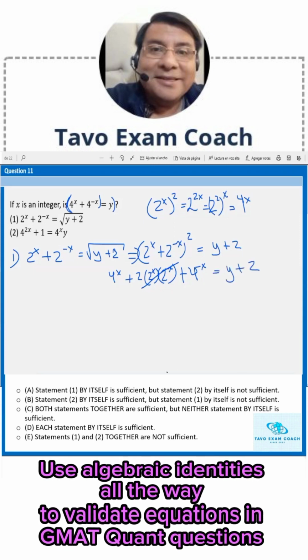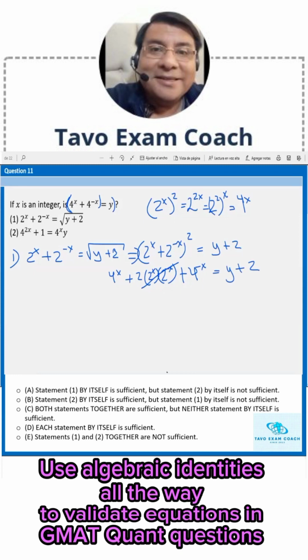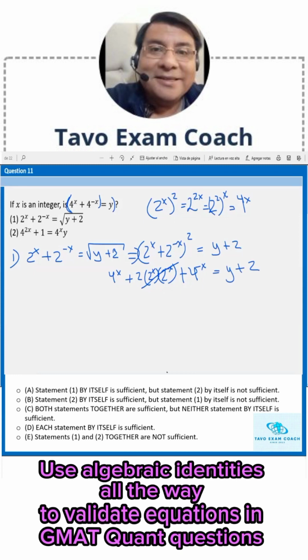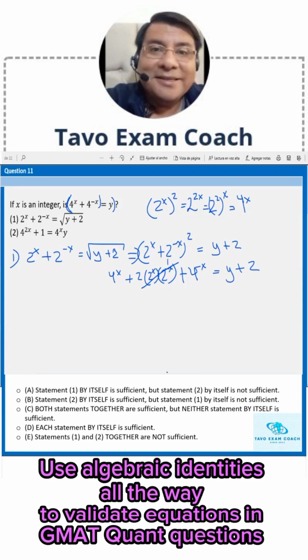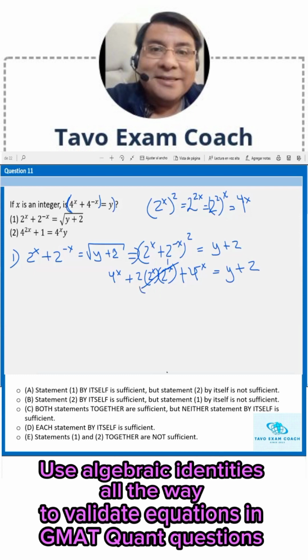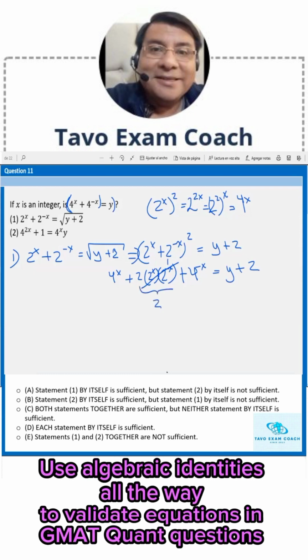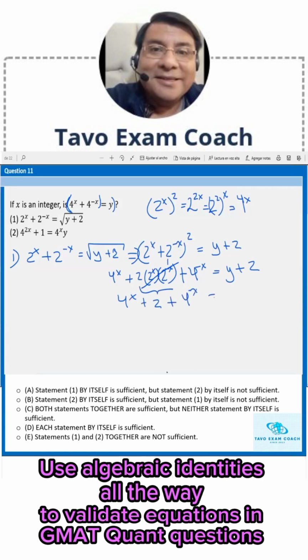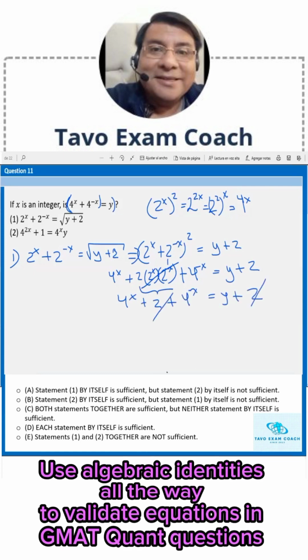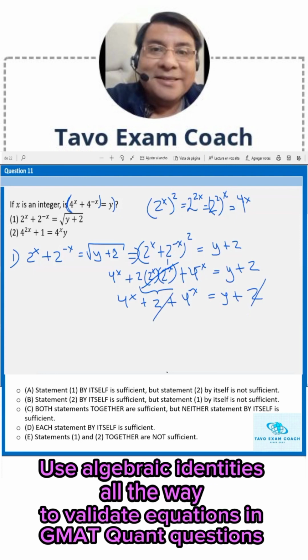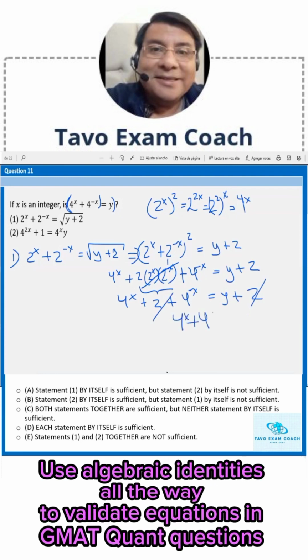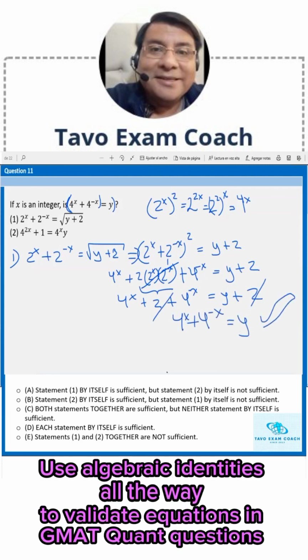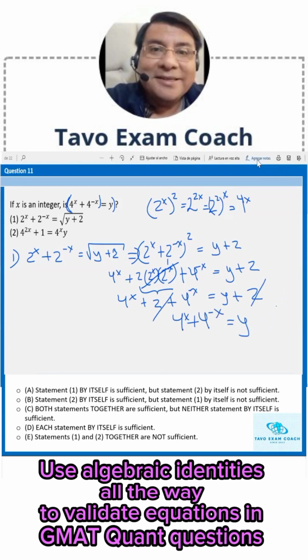So here notice that the product of a number and its reciprocal is always 1, right? So you have only 2 here. So 4^x + 2 + 4^(-x) equals y + 2. So this 2 and this 2 can be cancelled, and you get just the expression in the question. So sufficient. Let's try the second statement.